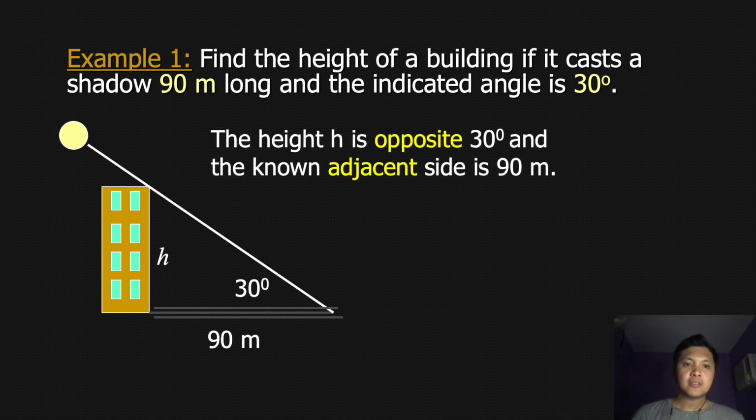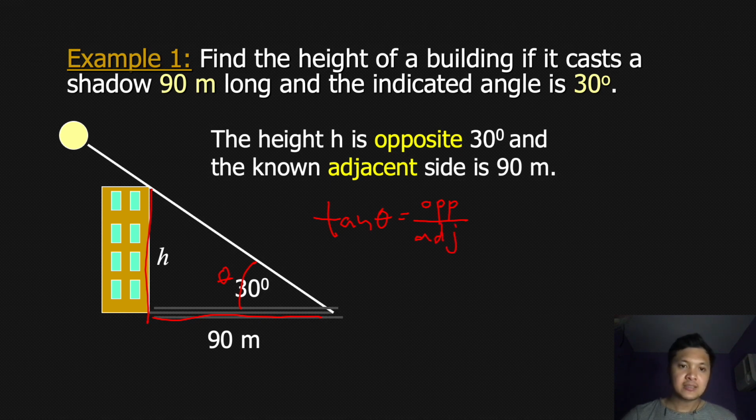Now let's use those concepts in solving this problem. So let's say, for example, find the height of a building if it casts a shadow 90 meters long and the indicated angle is 30 degrees. Now take note that the height here is opposite the angle 30 degrees. So this is theta. And the known adjacent side is 90 meters here. Now we can solve this by using tangent theta, which is equal to the opposite side over the adjacent side.